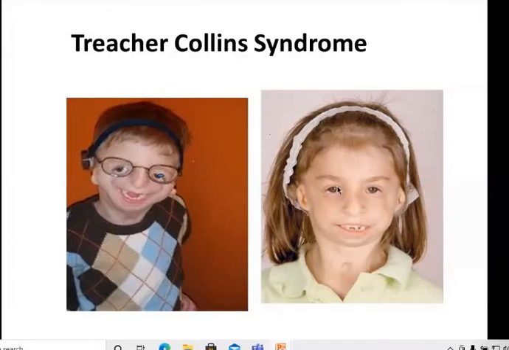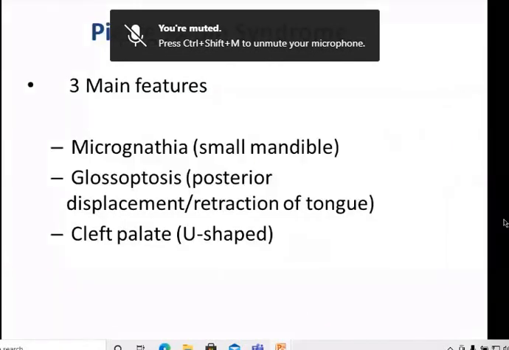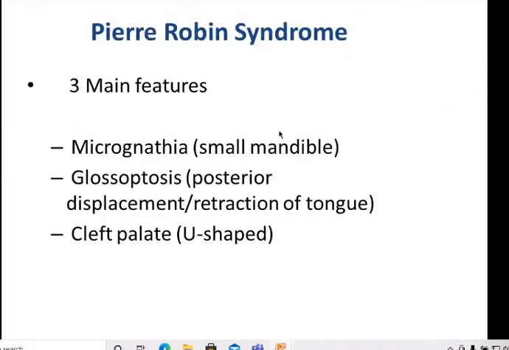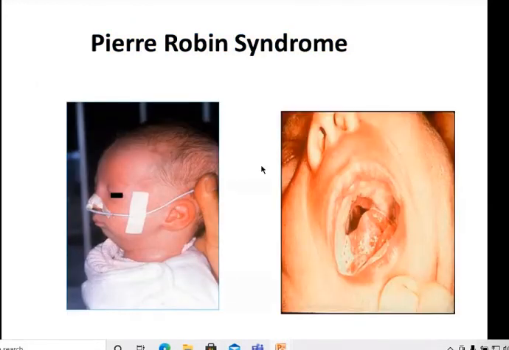Right, mandible, slanting palpable feature here, microtia. The other one is the Pierre-Robin syndrome, and its main features are the small mandible, micrognathia. Then there will be deformity in the tongue as well. So there will be posterior displacement of the tongue as well as retraction of the tongue, and a U-shaped cleft palate. So this is the Pierre-Robin syndrome.